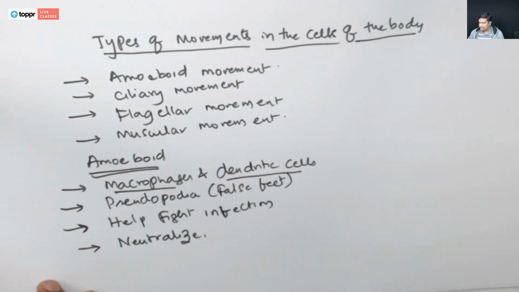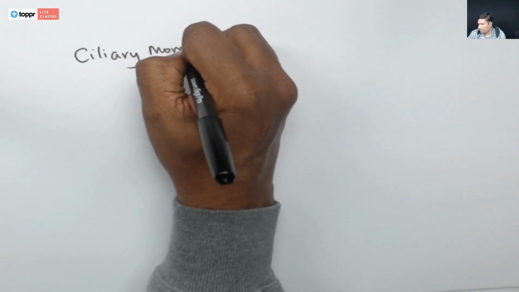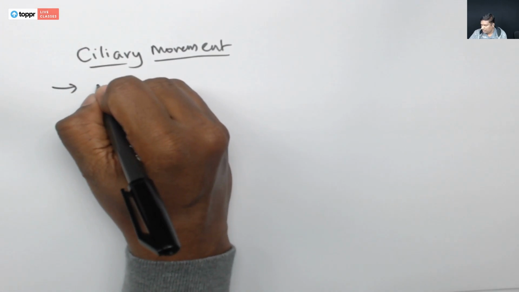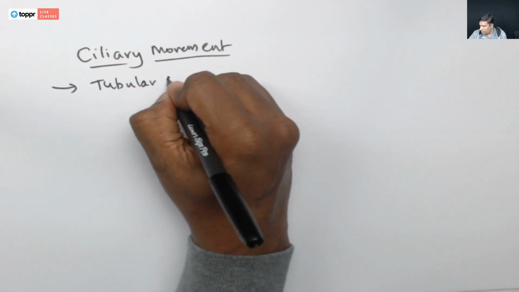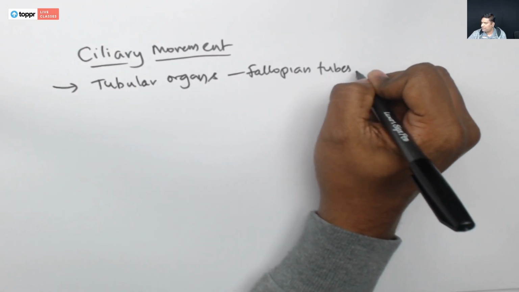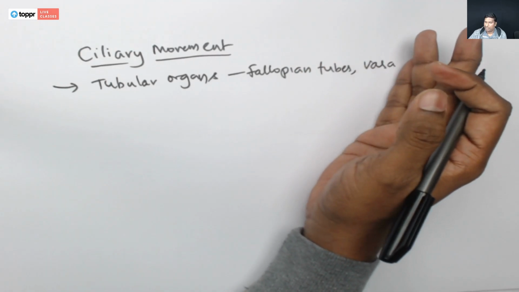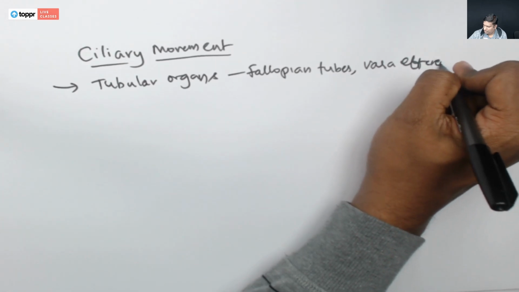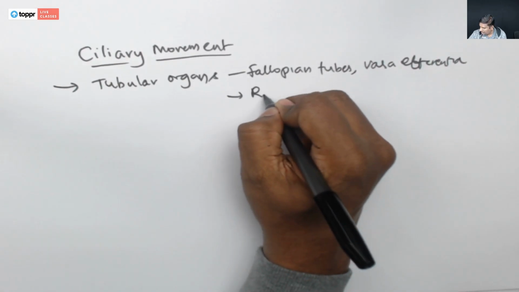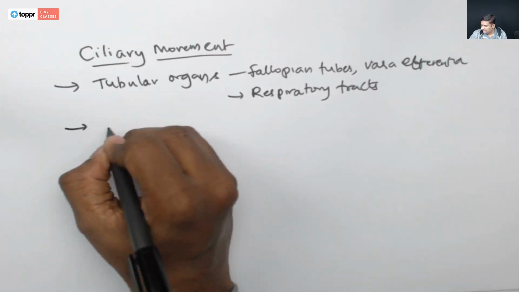Now, if you look at the ciliary movement, where do you see it? Ciliary movement can be seen in tubular organs, particularly in the fallopian tubes and the vasa efferentia, which is the equivalent of the fallopian tubes in your male counterparts. Then also in the respiratory tract. These are all tubes, and in those tubes you will see ciliary epithelium.